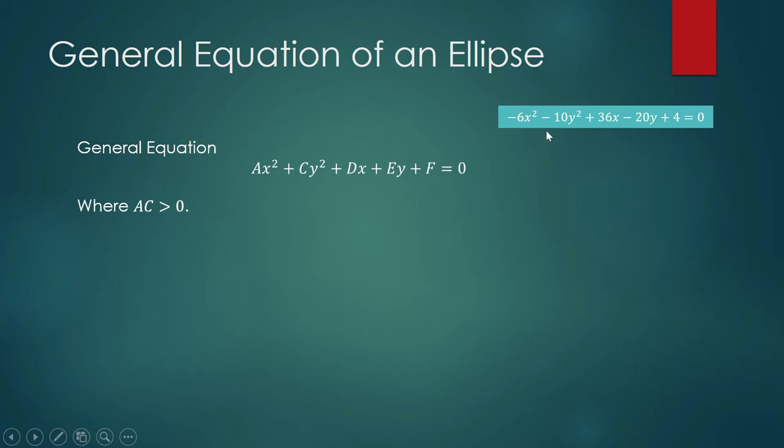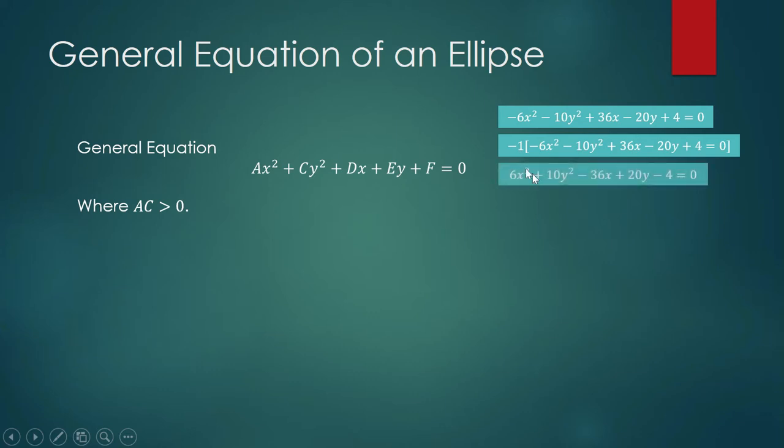If we have negative coefficients, let's say for example negative 6x squared and negative 10y squared, this one is a candidate equation for an ellipse. If we want to turn that in such a way that their coefficients are both positive, all you have to do is multiply that by negative 1, and you will produce an equivalent equation such as this. So this is equivalent to that one. The reason why we did this is because our equations are written in such a way that the coefficients of your x and y are positive.